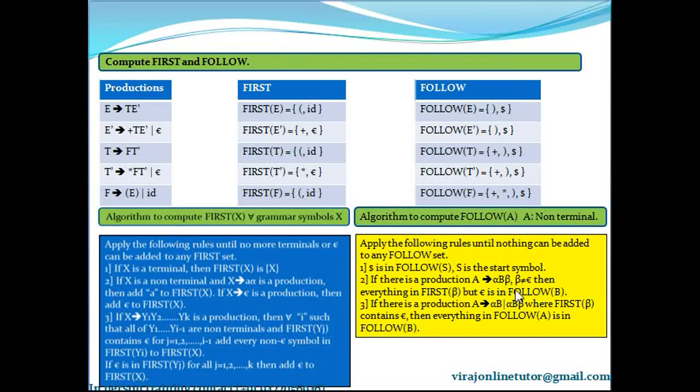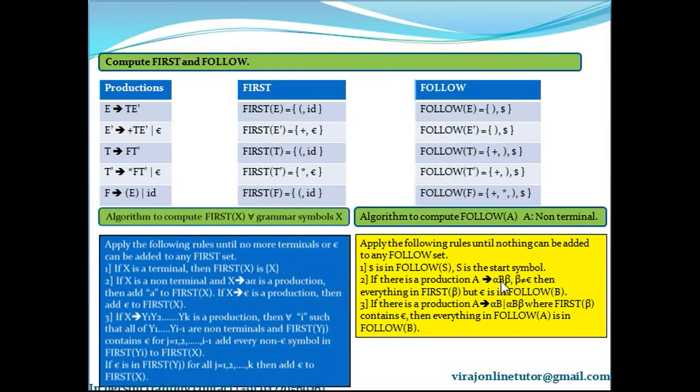If there is a production of the form A gives alpha B beta, where beta is not equal to empty, meaning there is something in place of beta, then everything in first of beta but epsilon, place it in follow of B. What this rule means is if A gives alpha B beta is a production and there is something in place of beta, then place everything in first of beta except the epsilon character in follow of B. Remember, follow never contains epsilon.